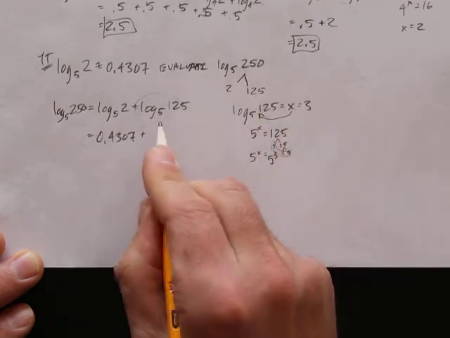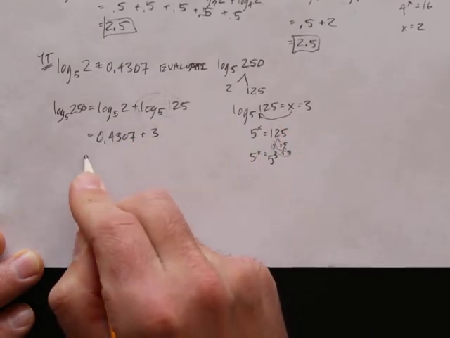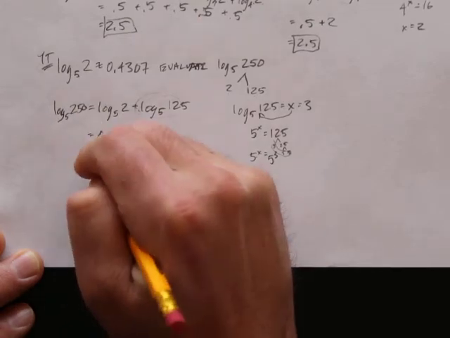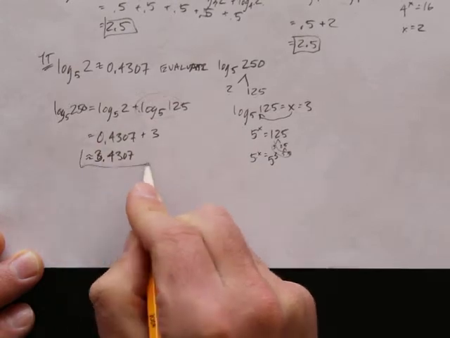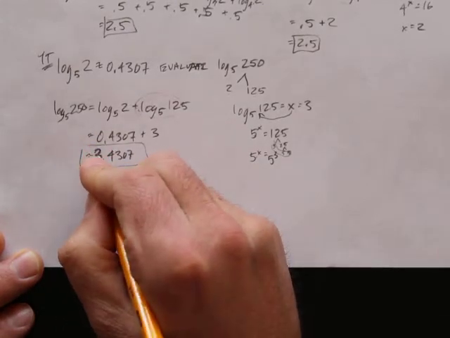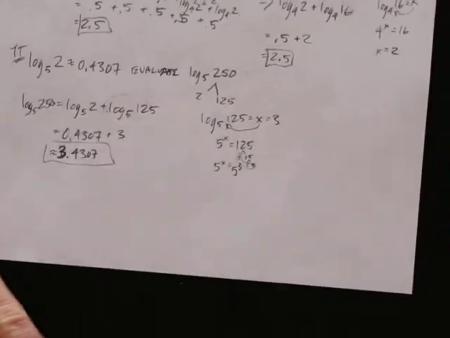So I can come over here, I can substitute 3 for this mess, and I've got 3.4307 is my answer. Sorry, that's a messy 3. All right, let's keep moving.